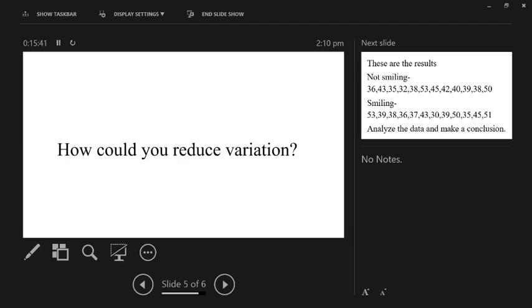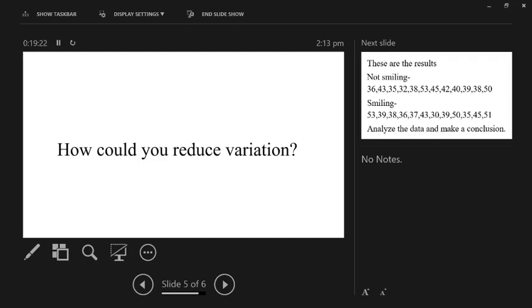Now, think about this. How could you reduce variation? Remember that there are going to be a lot of variables at play here. How could we reduce the variation in our experiment? So think about that. We'll come back to it in just a moment. All right, ladies. So how could we reduce variation?